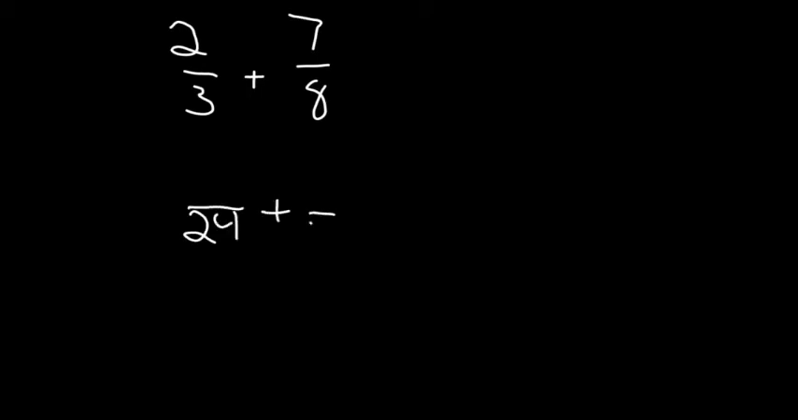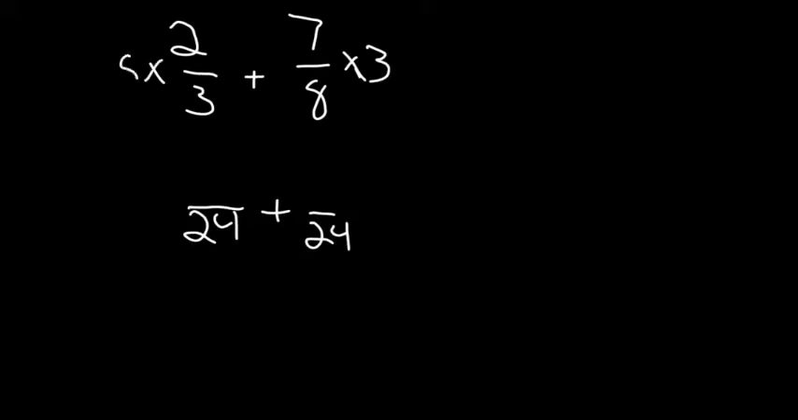Alright, so now let's look at one where we'll have a little more work to do. So 2/3 plus 7/8. So again, first step, find a common denominator. Common denominator between 3 and 8 is going to be 24. So 3 times 8 is 24.